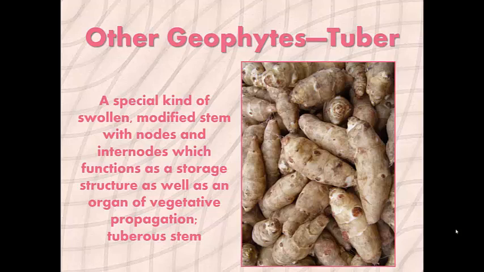A better name for a tuber would be a tuberous stem, because people often confuse tubers with roots. Now these are just potatoes here in the picture, and potatoes are tubers. A lot of people think of potatoes as being roots, and they're not. They're a type of modified stem because they're a tuber.